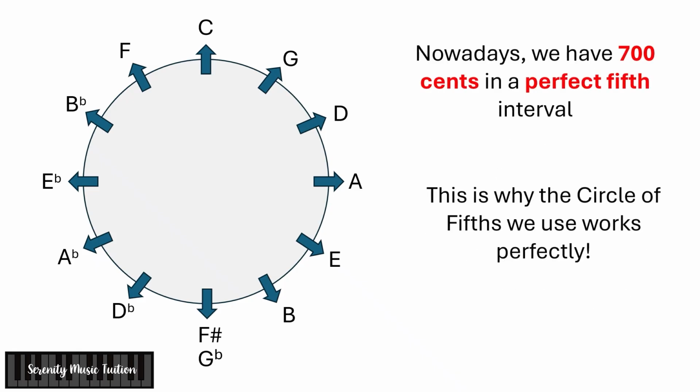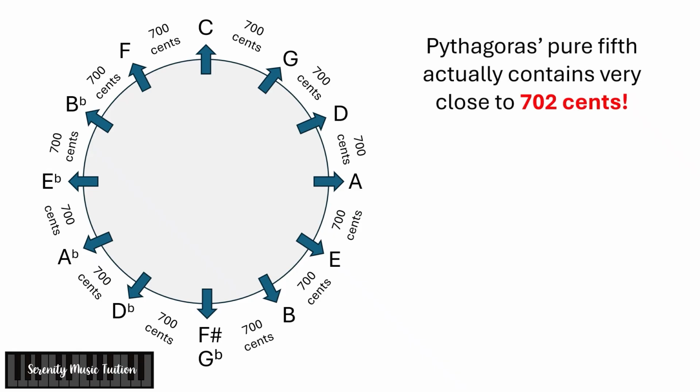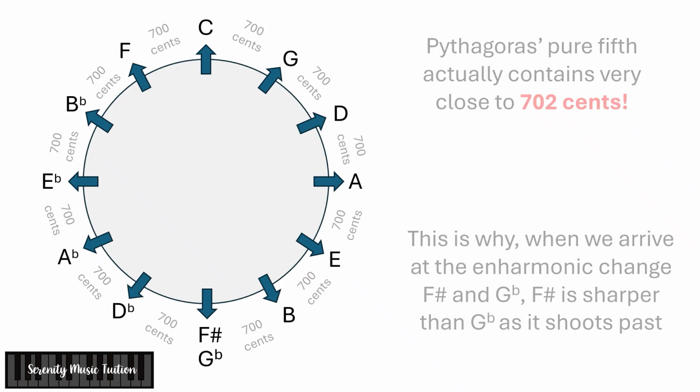Nowadays we have 700 cents in a perfect fifth interval. This is why the circle of fifths we use works perfectly. Pythagoras' pure fifth actually contains very close to 702 cents. This is why when we arrive at the enharmonic change of F sharp and G flat, F sharp is sharper than G flat as it shoots past.